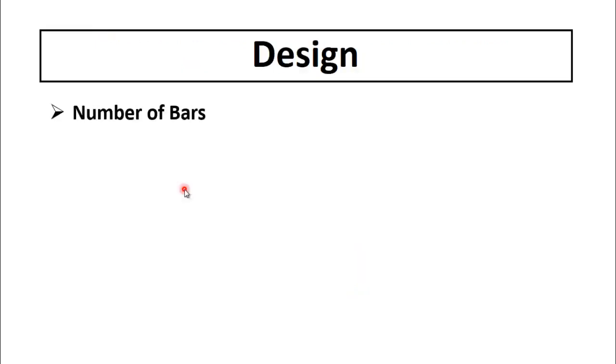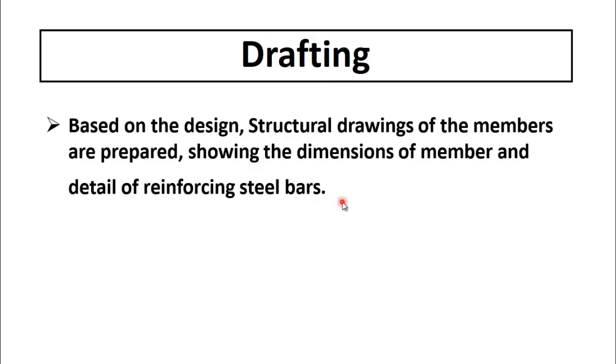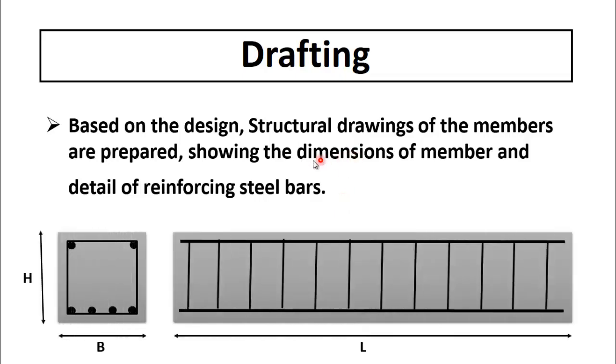Next, you have to find the number of bars and perform bar placement. The last step is drafting. In this step, based on the design of the structural member, structural drawings of the members are prepared showing the dimensions of the member, which are height, breadth and length of the member, and details of reinforcing steel bars.